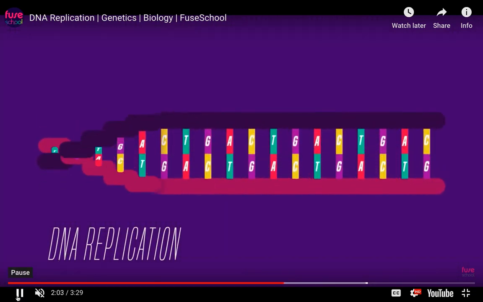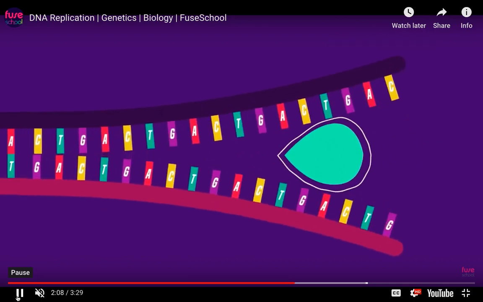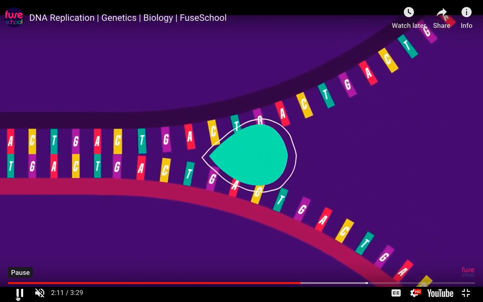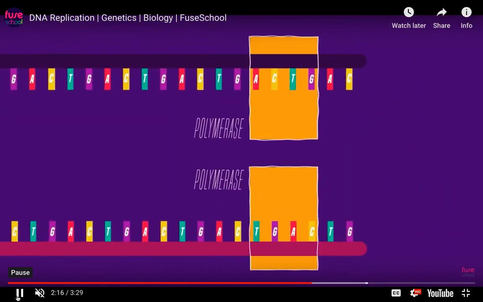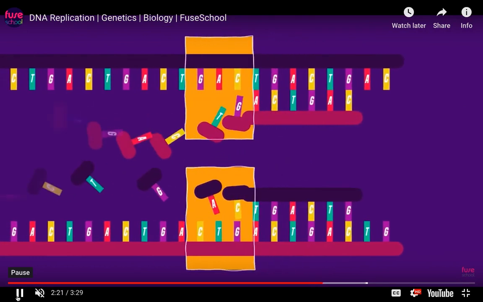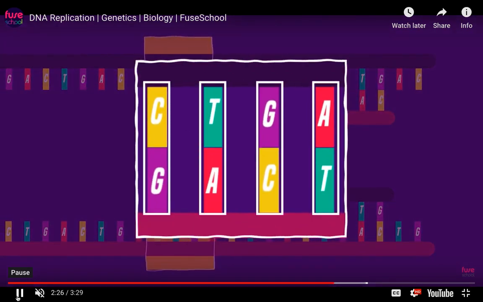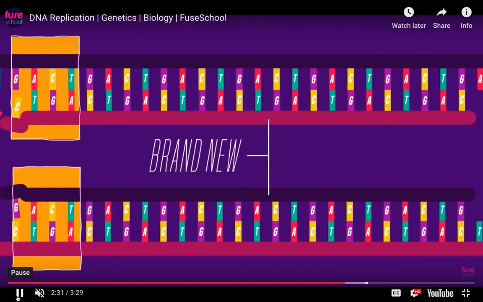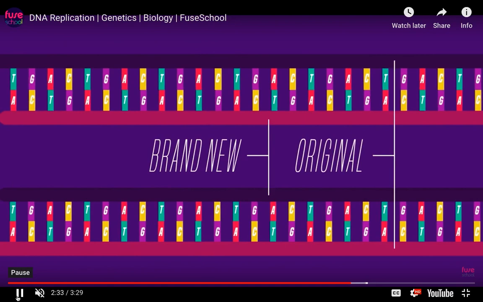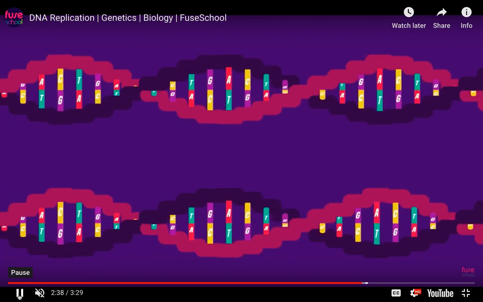So during DNA replication, your DNA becomes unzipped, and then a protein called helicase comes and separates it, and you have these two strands. Then another protein comes and it attaches new base pairs to the old strands using the base pairing rule. And then at the end, you have two identical strands of DNA. So that's how DNA will replicate or make a copy of itself.